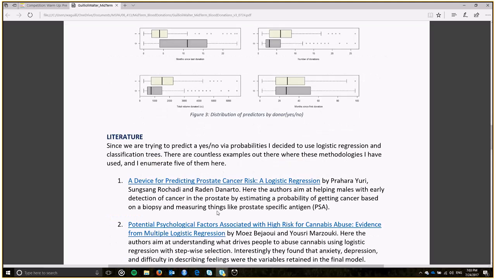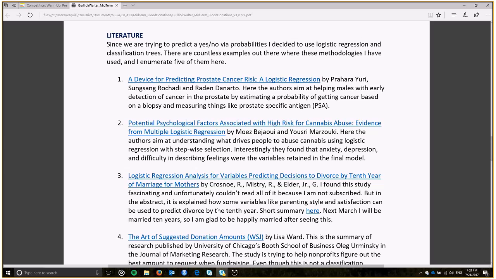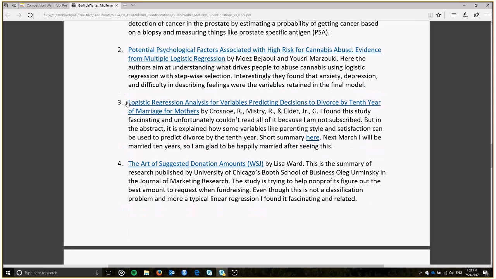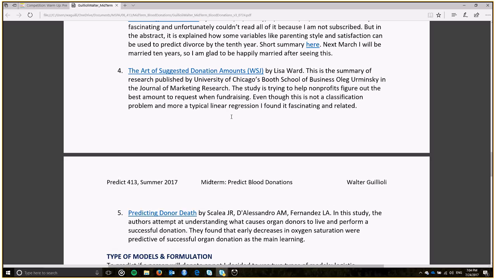So that's very important. I just want to mention that I listed 5 examples here on how these techniques have been used in the past. This one really called my attention, number 3, which talks about predicting what drives people to get divorced by year 10. I'm going to be married for 10 years next March, so I was happy to see this. That's not my case. I'm still happily married, so that was good to see here.